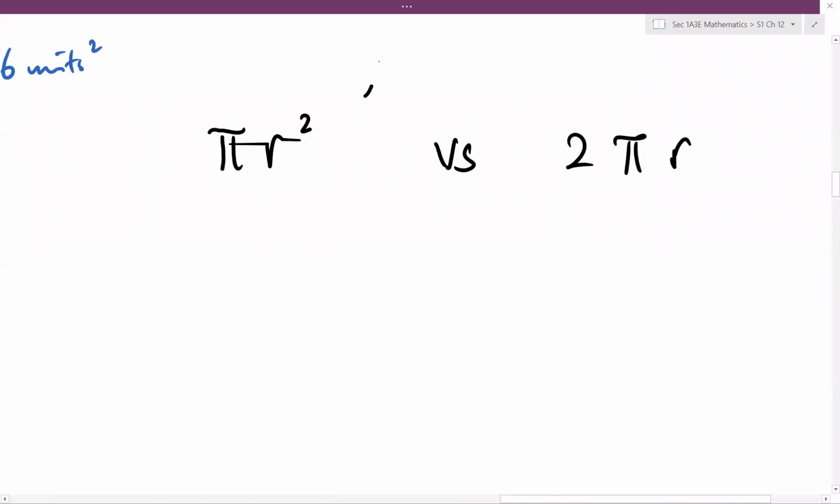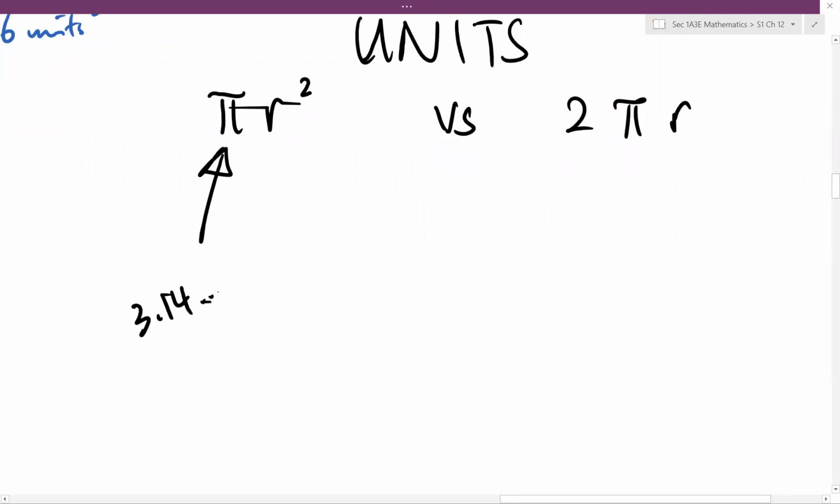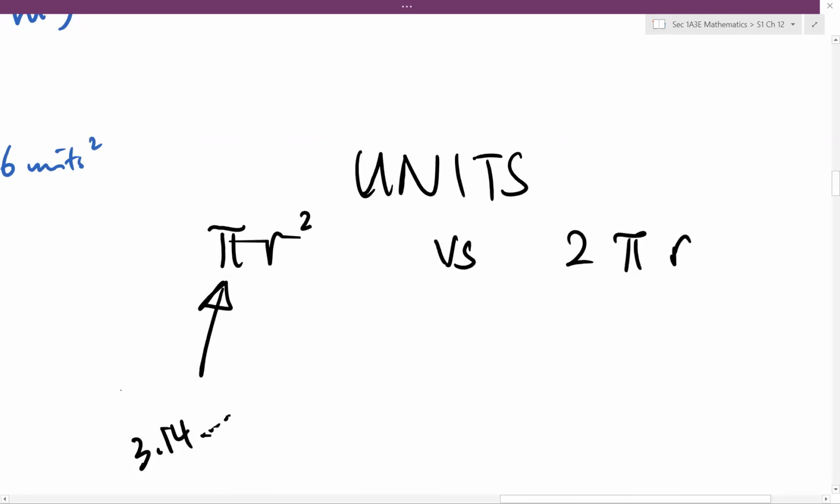Let's talk about units. Pi is a constant. It is a number. It has a value of 3.14 and so on. Does pi have units? It's like saying, does the number 1 have units? No, number 1 is just a number 1. There are no units over there. No units.